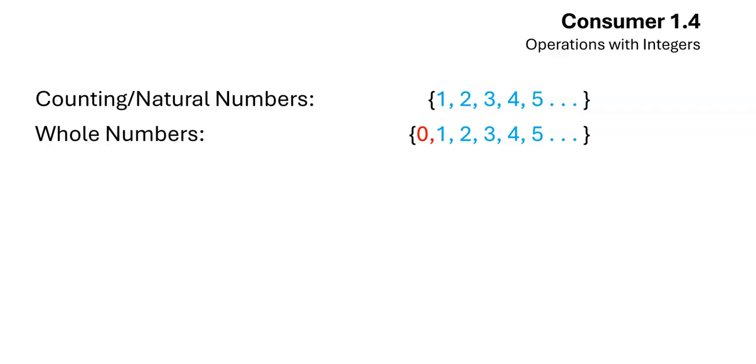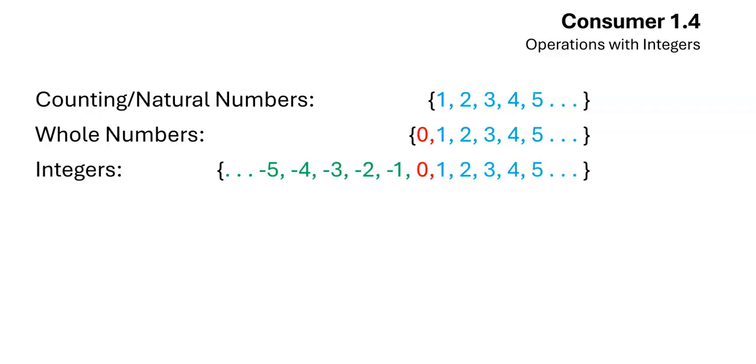The next set of numbers are all of the whole numbers and their opposites, and those are called the integers. And what I mean by opposites are their negatives. So the negative of 1 would be negative 1. The opposite of 2 would be negative 2, and so forth. Integers are whole numbers and their opposites. They're all still complete numbers.